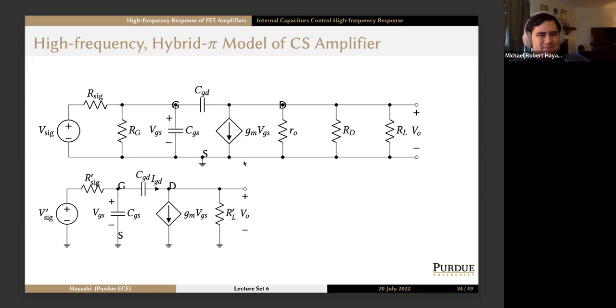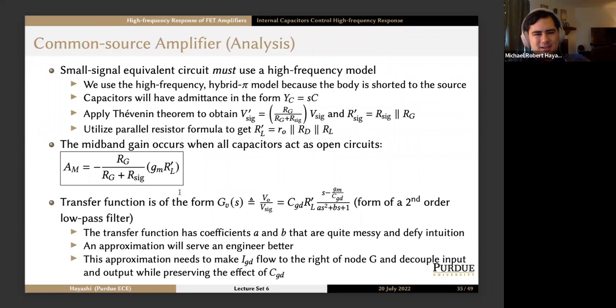So analysis can go super fast once we're down to this level of model. The transfer function of the gain is of the form, if we're being formal about it, Vo over Vsig equals CGD RL prime, quantity s minus gm over CGD, over A s squared plus B s plus 1, which is the form of a second order low pass filter, because this zero is at relatively high frequency compared to the complex poles.